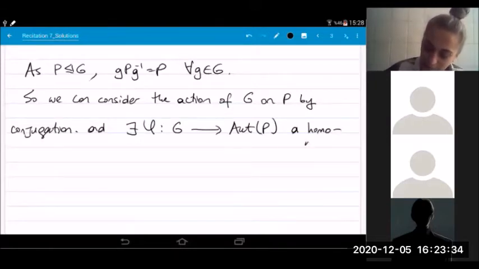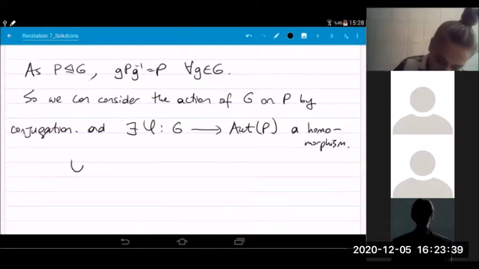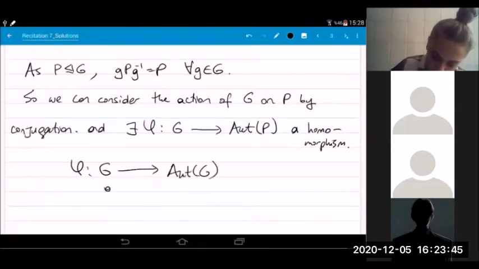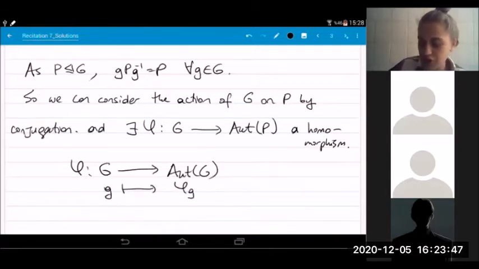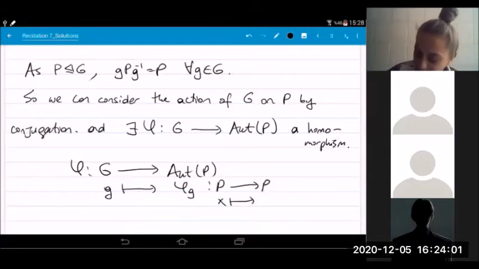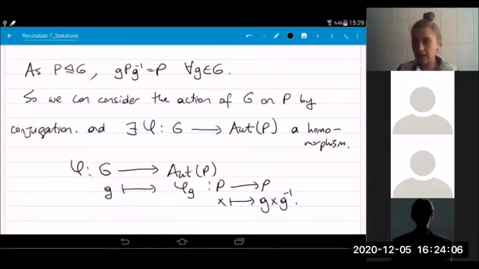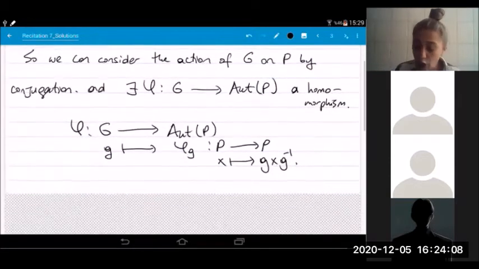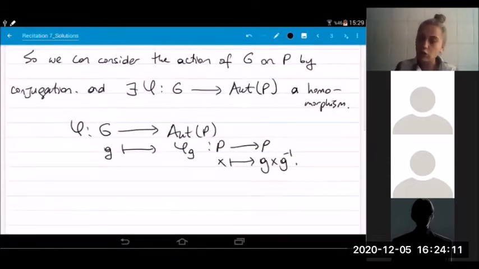Homomorphism. Okay, what is this homomorphism? This phi takes a group element g to phi sub g, and phi sub g is an automorphism of P, which takes an element x from P to g x g inverse. This is the action we defined. So, what is the kernel of this homomorphism?